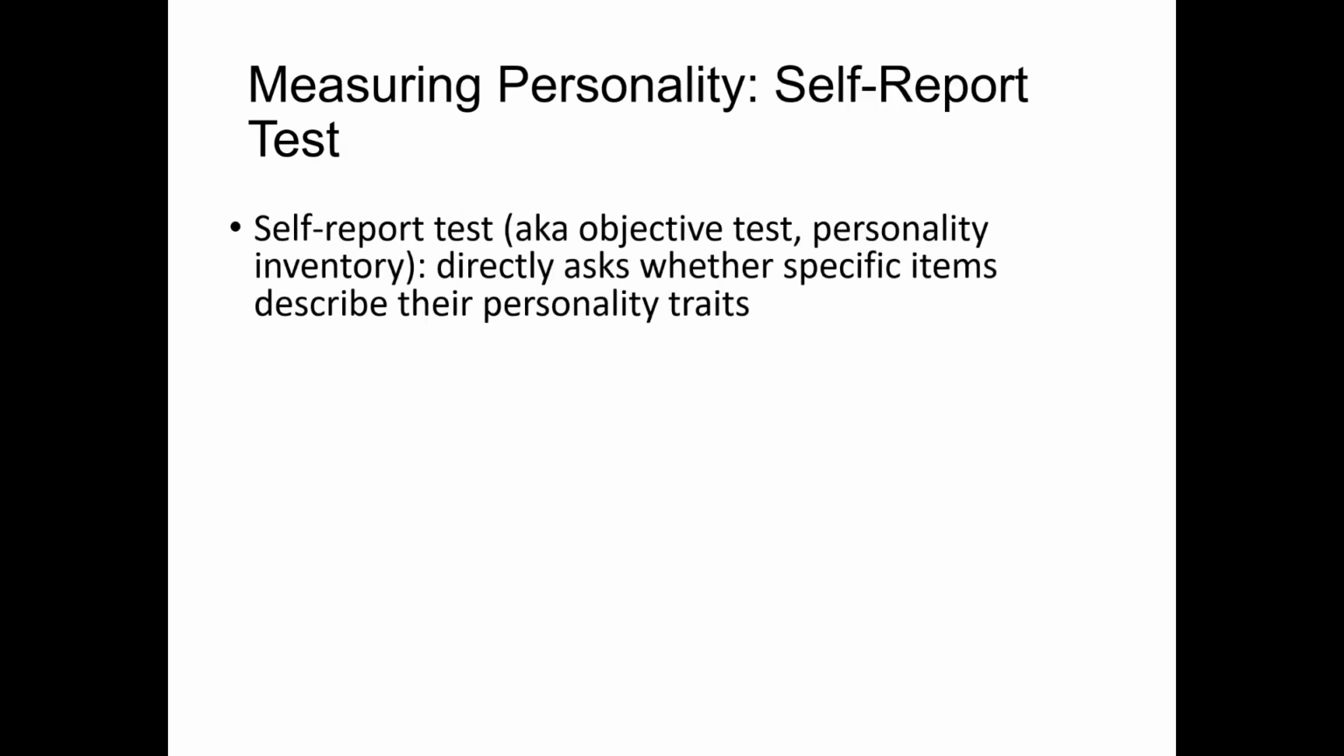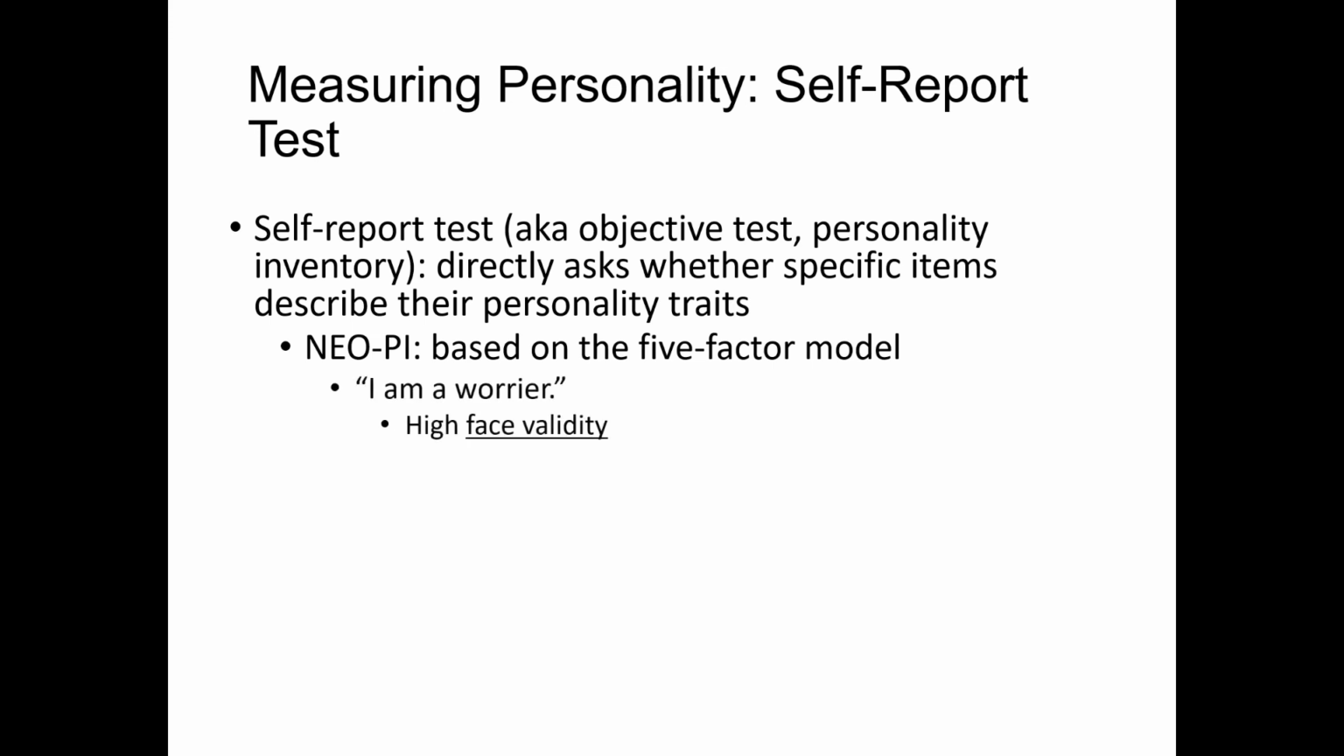Last, I will talk about self-report tests, which are also known as objective tests or personality inventories. They directly ask whether specific items describe their personality traits. Similar to projective tests, there are many types of self-report tests. One of them is called the NEO-PI, or the Neuroticism Extroversion Openness Personality Inventory. Quite a mouthful. But the NEO-PI has a high face validity, meaning that the item being asked fits the trait that is being measured.